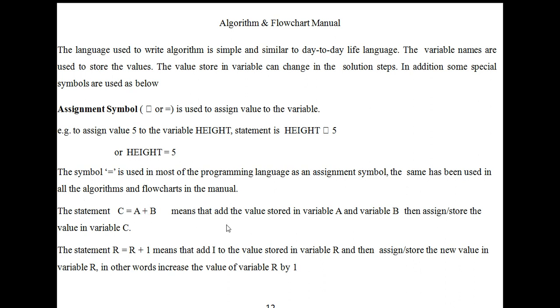The statement C equal to A plus B means that add the value stored in variable A and variable B, then assign or store the value in variable C. The statement R equal to R plus 1 means that add 1 to the value stored in the variable R and then assign and store the new value in variable R. In other words, increase the value of R by 1 and assign it back to the variable R.